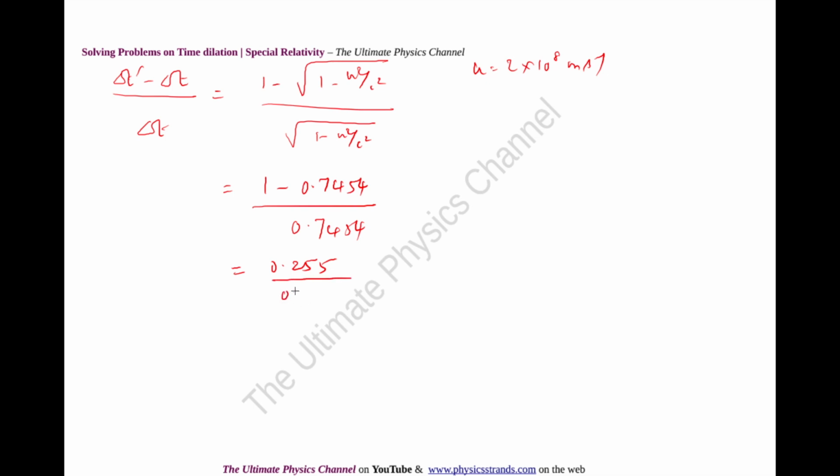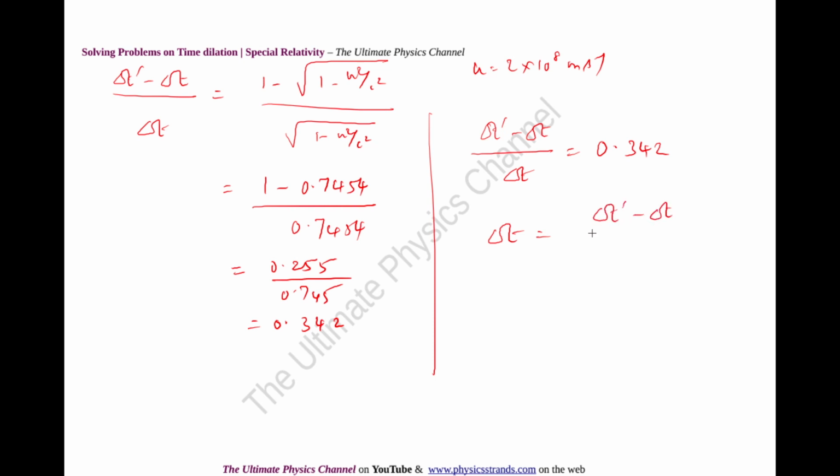So if this is worked out, we get 0.255 over 0.745, and that would be equal to 0.342. So in this case, del t prime minus del t over del t is equal to 0.342. Therefore, del t is equal to del t prime minus del t over 0.342. This is equal to 1 over 0.342, because the difference has got to be 1 second. So finally we arrive at del t as 2.93 seconds.